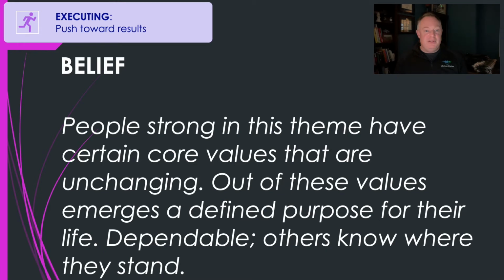Okay, next up is belief. People strong in belief have certain core values that are unchanging, unwavering. Out of these values emerge a defined purpose for their life, dependable, and others know where they stand. They wear their values on their sleeves.